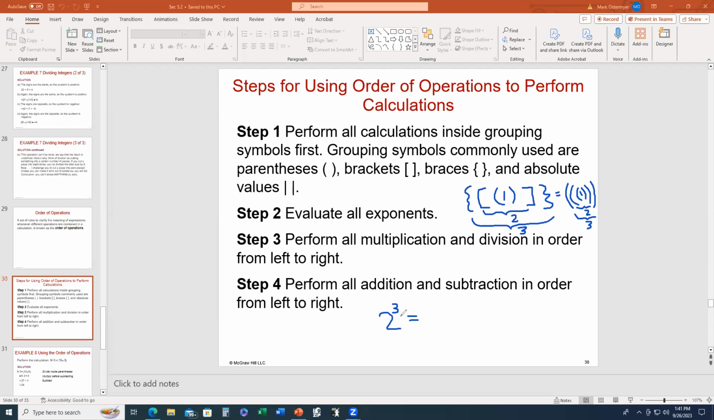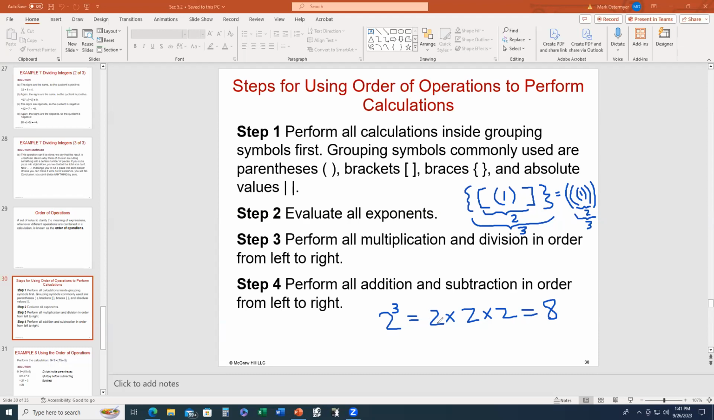Does it mean we are to multiply 2 by 3 to get 6? The exponent 3 is telling us how many times we multiply the base 2 by itself, correct? This is suggesting 2 times 2 times 2, which gives us 8. So don't think for a moment 2 cubed or 2 to the third power is 6. No, it's 2 times itself 3 times, which is 2 times 2 times 2, which is 8.